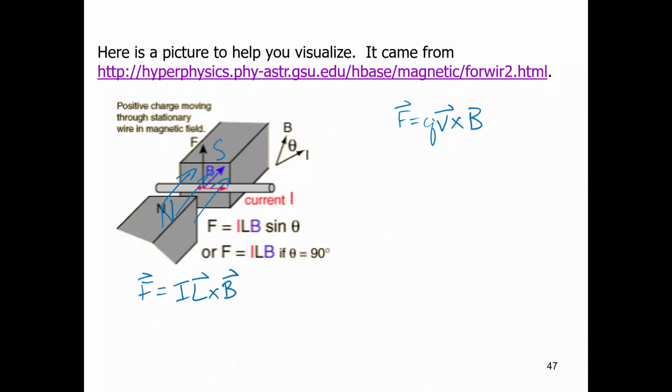Now, the first thing I want to recognize here is that L is a vector, current is not. What we're defining is the vector L as having the magnitude of the length of the wire and the direction of the current. So L is always in the direction of current. If you think it's weird for the length to be the vector, you can just pretend it's the current that's the vector, okay? And this is going to be our conventional current.